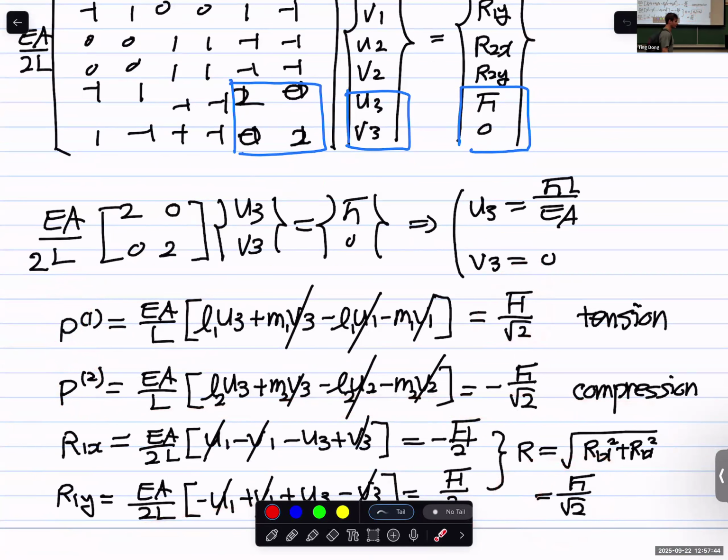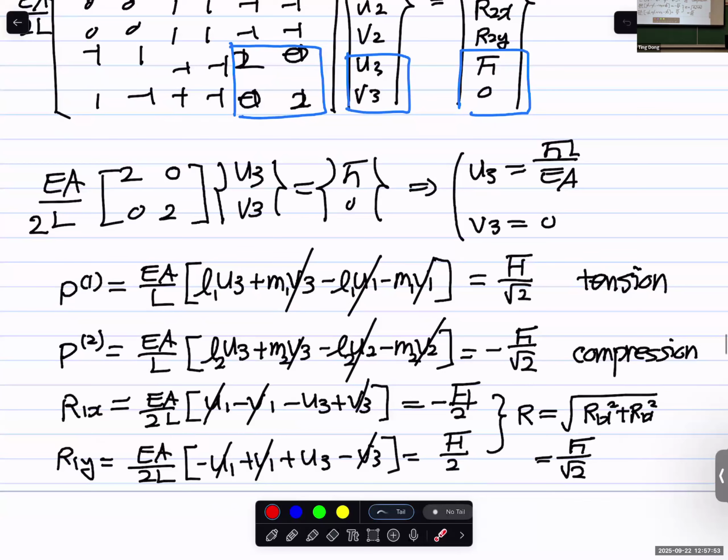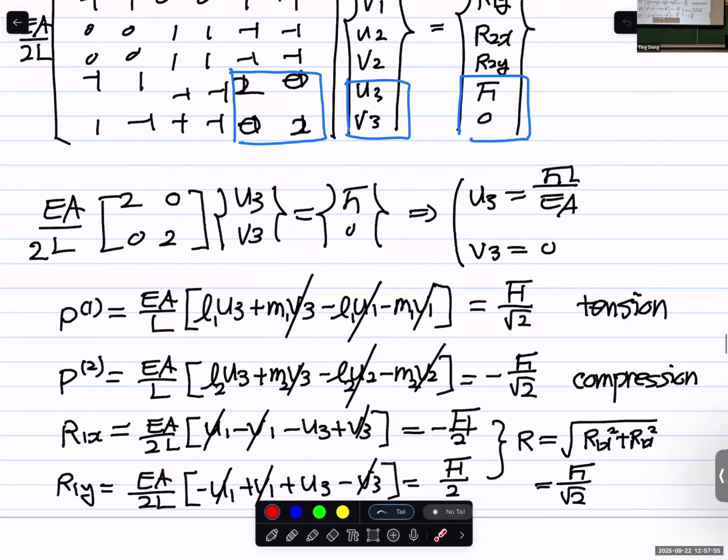But I'm not simply saying that it's always the same. We do need to understand. Now let me show you how to understand this one. So first, let's check his solution.